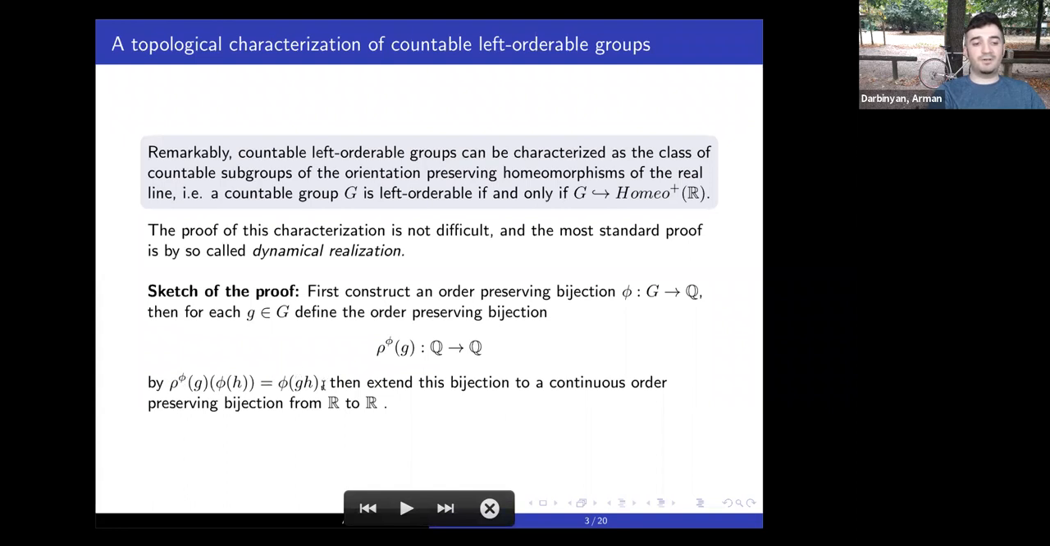So here is the map that I denote by rho phi. And it's quite easy to see that this satisfies all these group theoretical conditions to make it an embedding, and it also preserves the order. So once you have this map from the rationals to the rationals, since it's order preserving, you can extend it to a map from the real numbers to the real numbers that will be continuous and will preserve the order. So this is called dynamical realization.